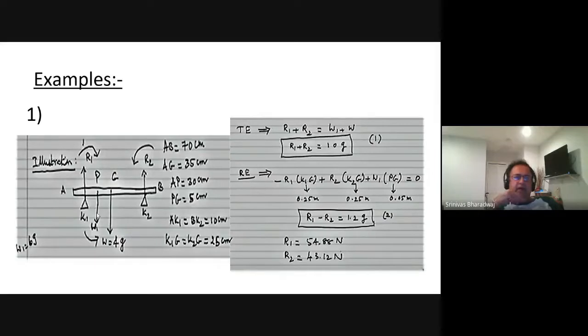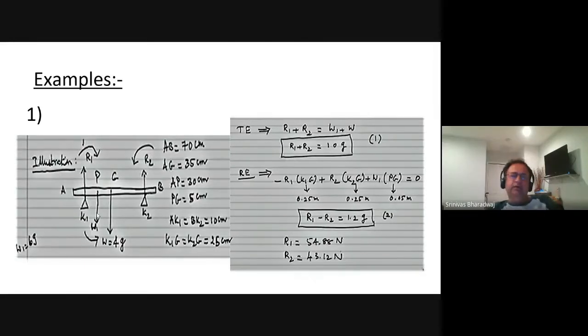Therefore, R1 times K1G will be into the paper. That will be negative. So the net sum of the three will give you a second equation. So R1 plus R2 equals 10G. R1 minus R2 equals 1.2 G. And therefore you solve for R1 and R2.